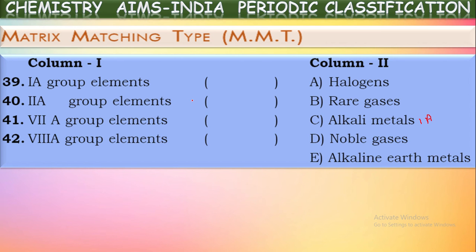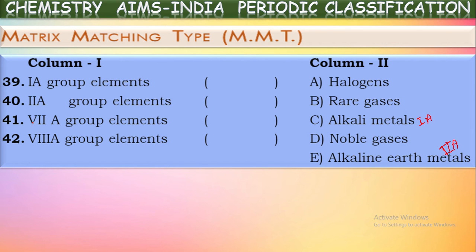Next, 2A group elements are called alkaline earth metals. Why are 1A group elements called alkali metals? Do you know? Yes, we discussed this. Because first group elements form bases which are soluble in water, and the bases which are soluble in water are called alkalis. That is why these 1A group elements are called alkali metals. 2A group elements also form bases which are soluble in water, and one more additional property is that they are mostly available in the earth's crust. So based upon these two properties, 2A group elements are called alkaline earth metals.